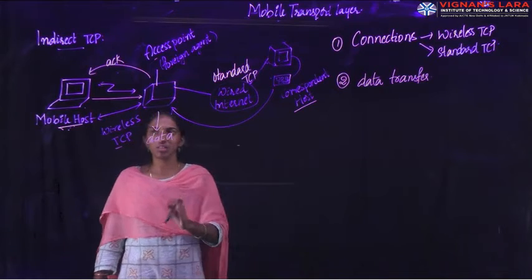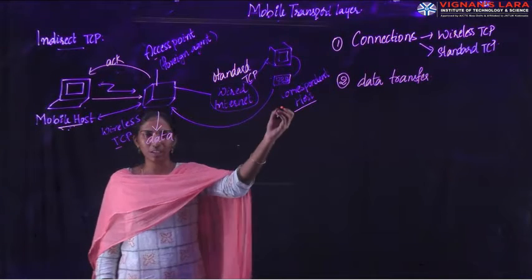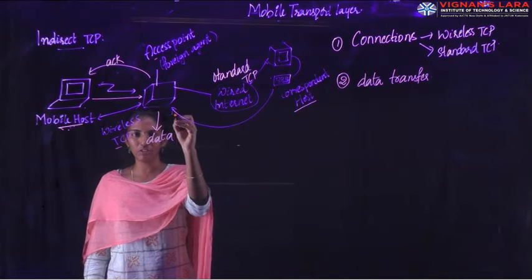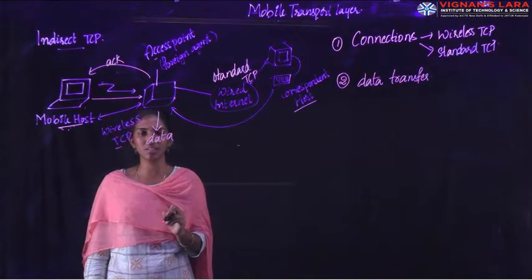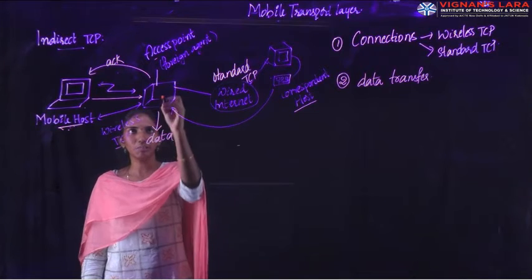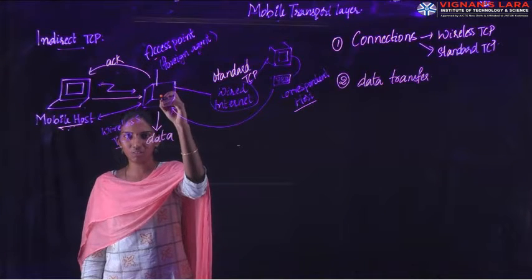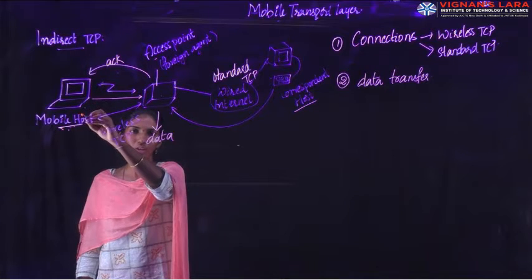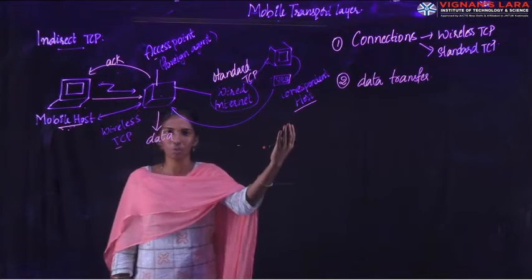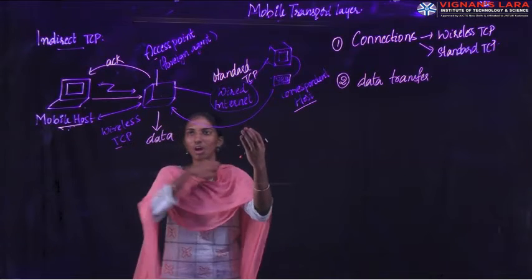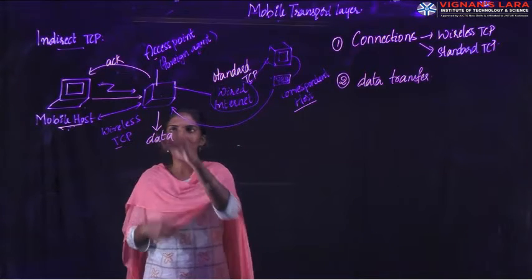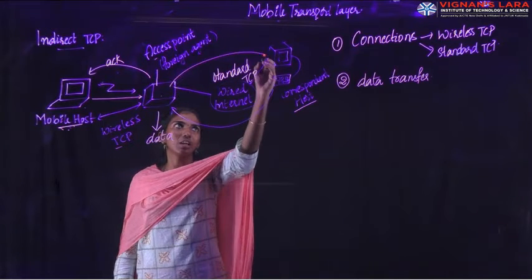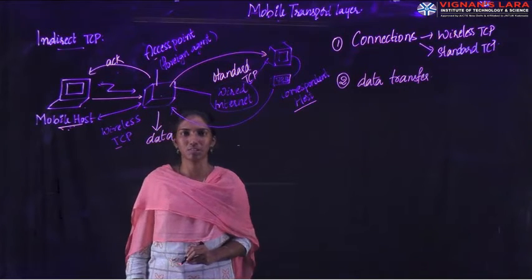Clearly remember this: when the mobile host wants to send some data to the correspondent host, it sends the data to the foreign agent, or whatever the mediator is in the network. Whenever the data has reached, it is going to send the acknowledgement to the mobile host immediately, rather than transferring it to the correspondent host. After sending the acknowledgement to the mobile host, it will start transferring data to the correspondent host.